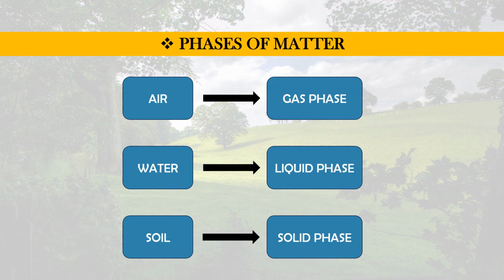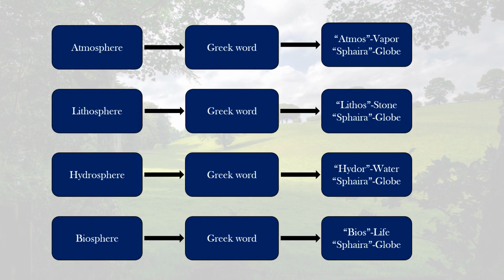Now we are going to study the phases of matter. As we know, we are surrounded by air, water and soil, and the air depicts the gaseous phase, the water depicts the liquid phase, and the soil depicts the solid phase. And as we talk about the gases that envelop the earth, we know a word, atmosphere. Let's go to the next slide.